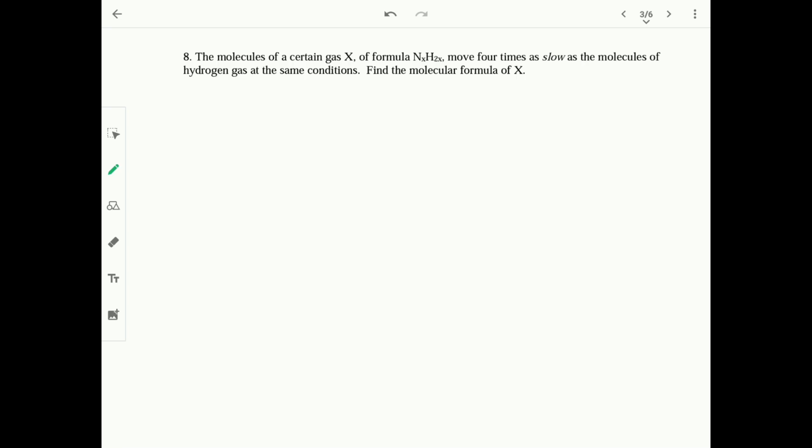Let's solve it together. Let's say the given first. So let's say V of H2 is equal to 4 times the velocity of NxH2x. I'm just going to represent them by their formulas. Since the temperatures are the same, shouldn't the kinetic energies be the same? Right? Since they are at the same temperature, same conditions, right? So since the average kinetic energy depends on the temperature, if the temperature is the same, the kinetic energy is the same.